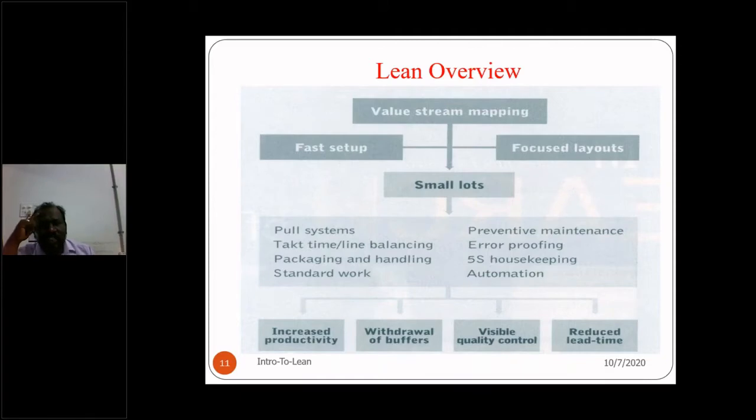In the lean overview, there is value stream mapping. Value analysis, we always have to keep, and we have to make the things in lots, with a pull system, takt time, and packing, and make them error proof. And we have to increase productivity, with withdrawal buffers and visible controls, and reduce the lead time. So what is the lead time? Can anybody tell what is the lead time?